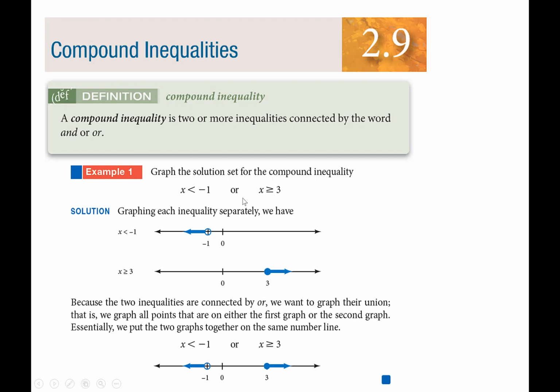Now, the word or just means you have at least one answer. So the question, if you go down here, is there at least one answer at -2? Yes, it's from the top one. Is there at least one answer at -3? Yes, the top one. Is there at least one answer at 0? No, because none of them were true. And is there at least one answer at 4? Yes, the bottom one is true for that.